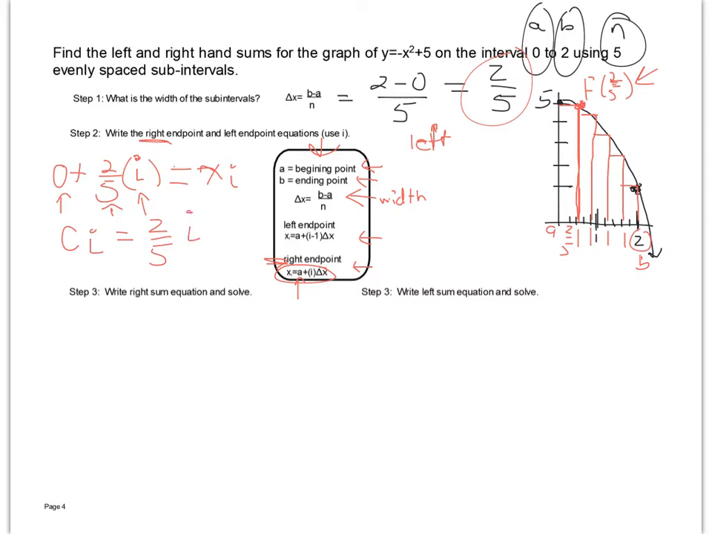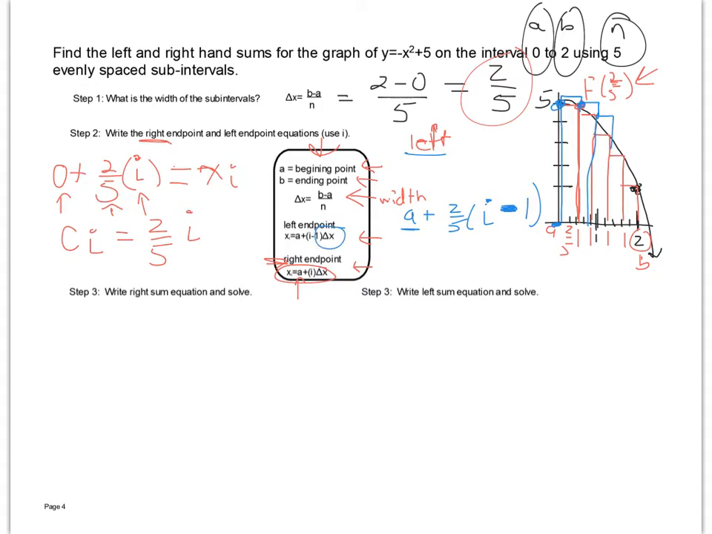On the left-hand side, let me change color so it sticks out a little more. You start with your A, but you don't start with adding 2/5. You start right at 0, because on your left-hand side, you're drawing this rectangle way up here, and then here, all the way down, and here all the way down. So you're actually using the left-hand side of that. That starts at 0, then goes to 2/5. You add 2/5 on after that. So you start with A, but you don't add 2/5 the first time. So even though you always start with i is 1, if i is 1, that first term has to have the 1 subtracted off.